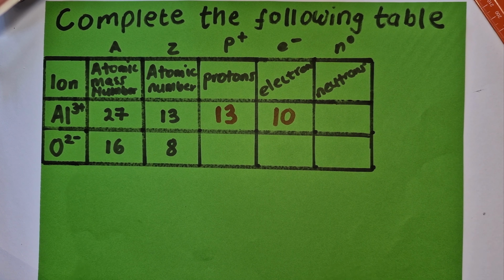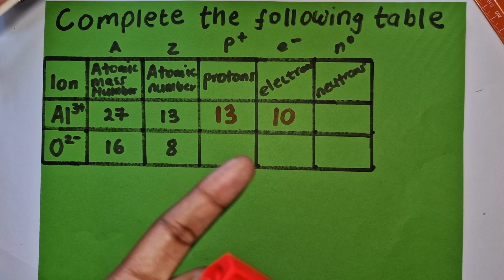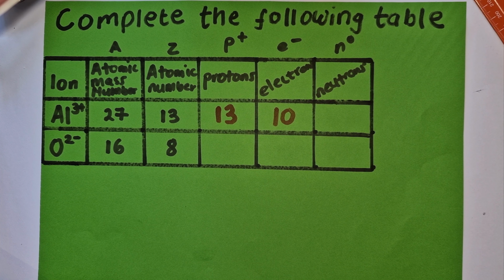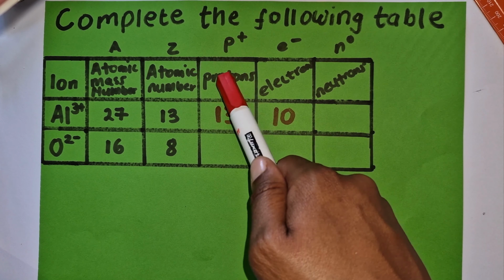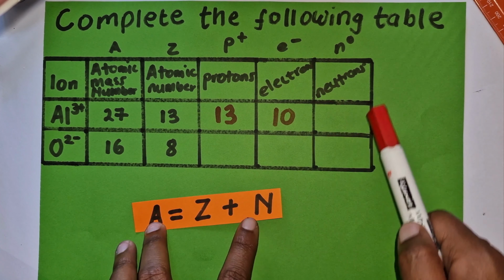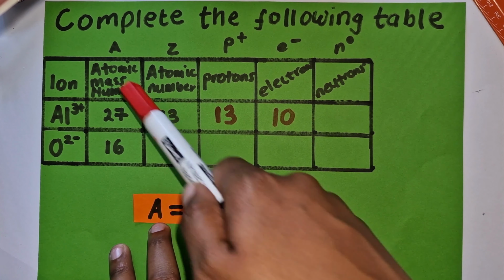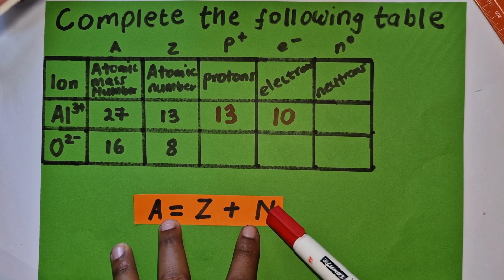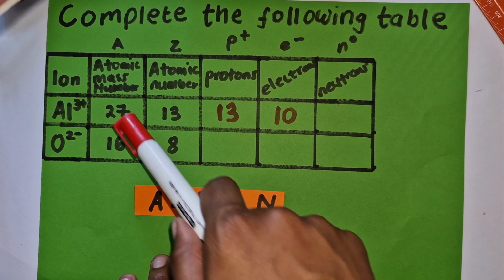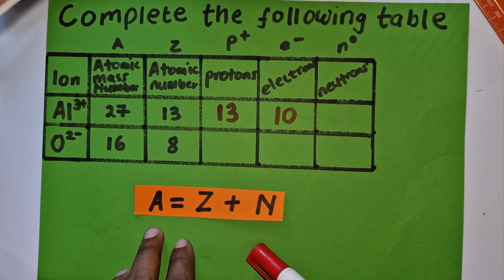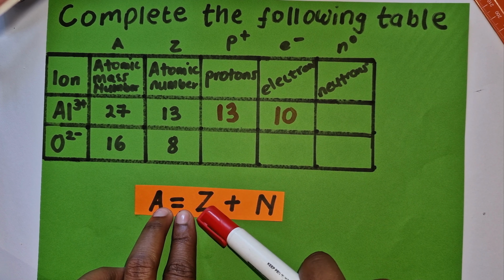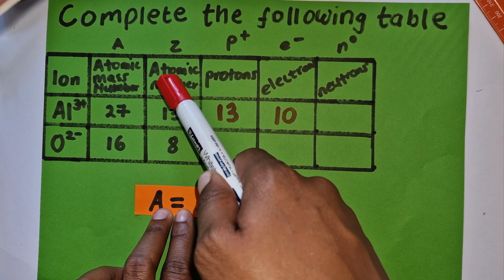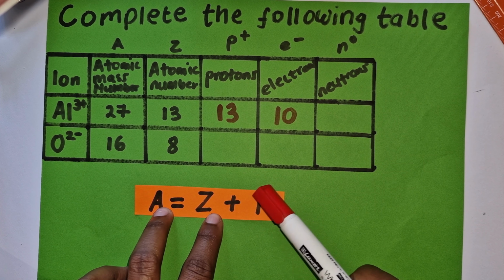The atomic mass number, which is this number, of a neutral atom or even an ion, is equal to the number of protons Z plus the number of neutrons N. So that A is equal to the number of protons Z plus the number of neutrons N. We already established what Z is. Z is the same as the number of protons, which is also the atomic number.